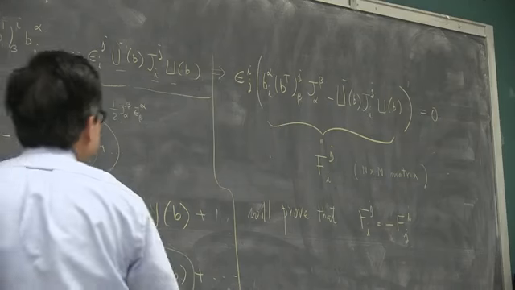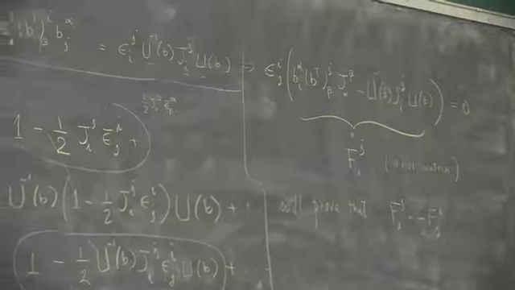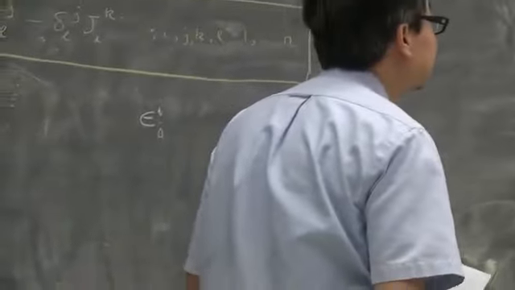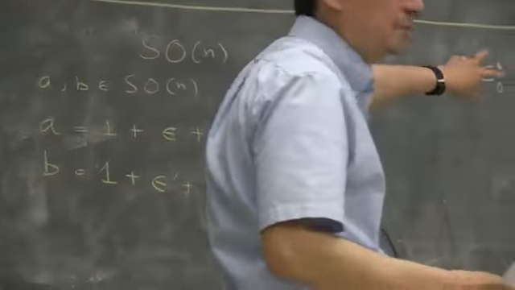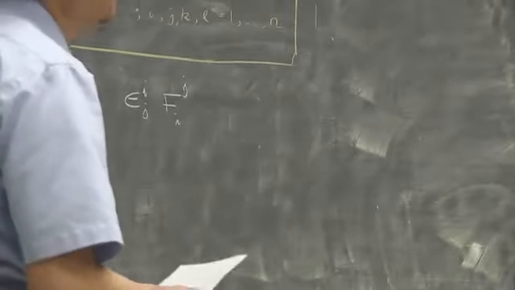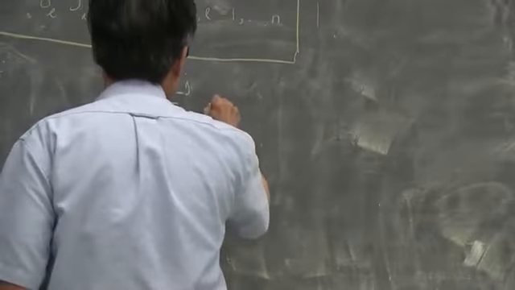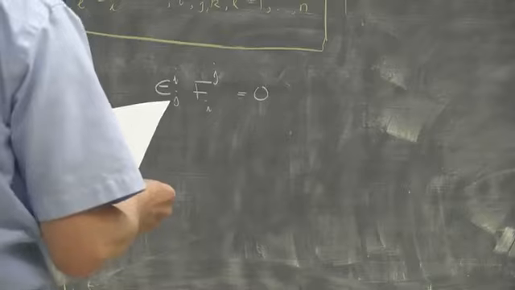So let me look at that equation, epsilon ij, f ij. Remember the i and j are summed over here. That equation tells me that that sum is equal to 0. Okay?